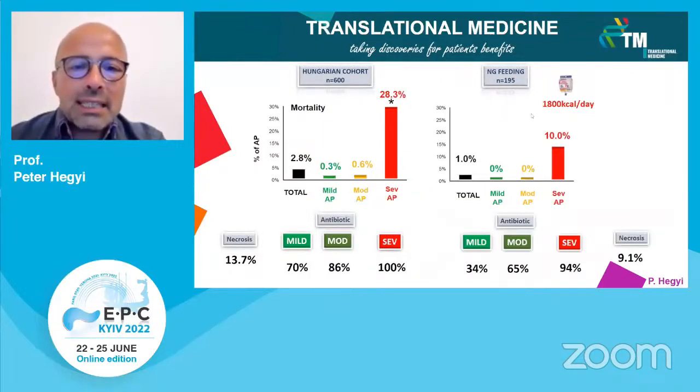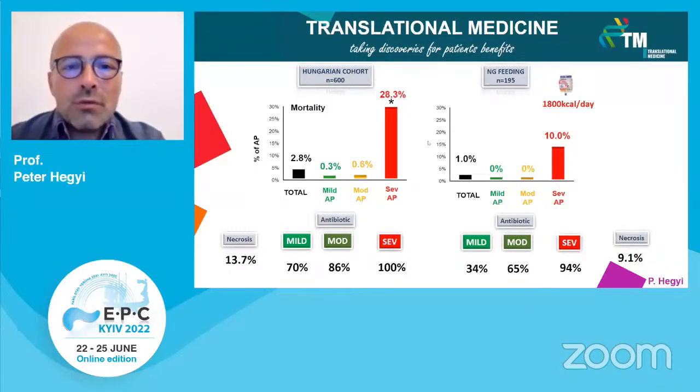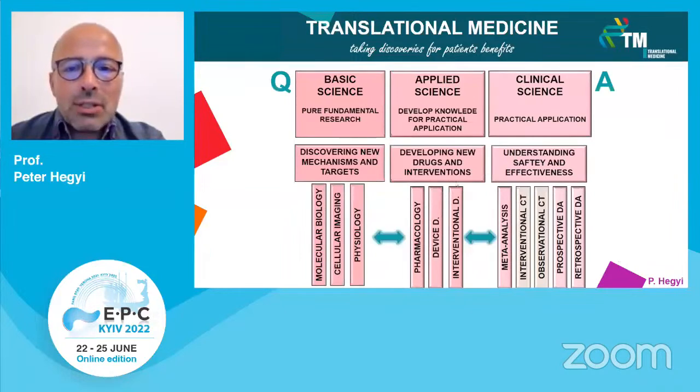And the other striking data was that, besides the length of hospitalization, the mortality was also decreased by two thirds using a very early energy feeding, and also the necessity of antibiotic usage was less. So actually, these data suggest the beneficial effect of early enteral feeding.